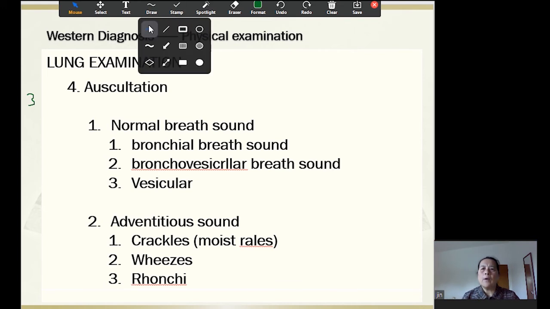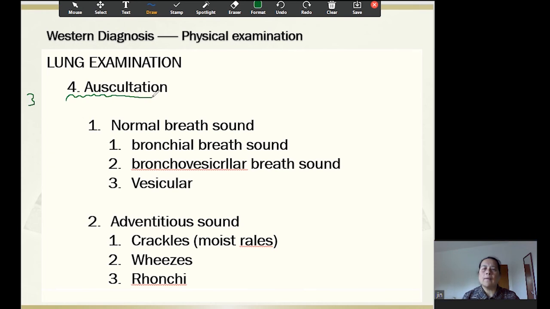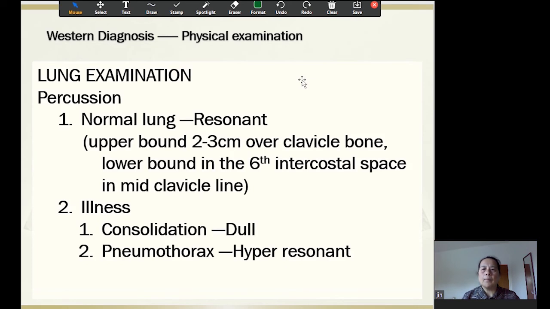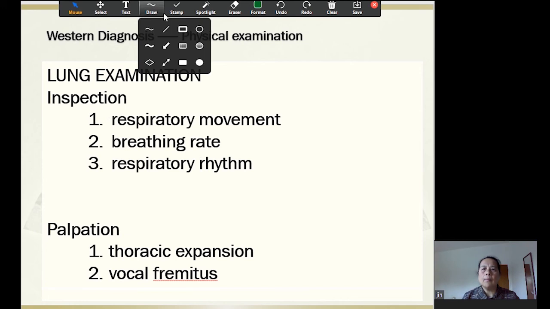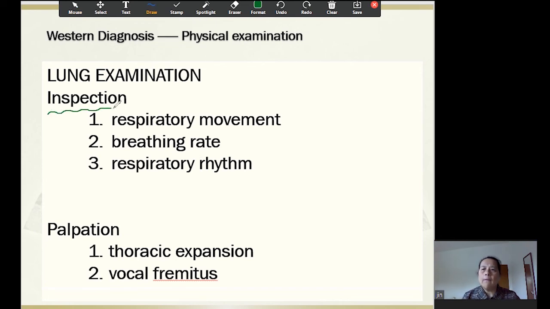So physical examination, totally, we have 4 different ways. Used for lung, we need all the 4 ways. Then we go back one by one. Inspection. We mainly focus on 3 parts. One part, respiration movement. Both sides should be the same.